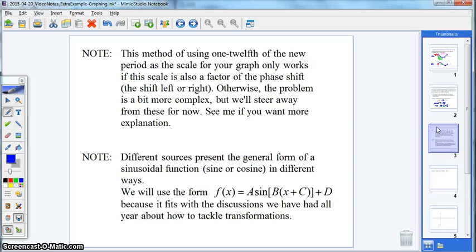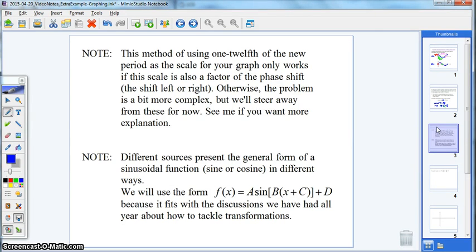I would like to point out that this method I'm showing you about creating that scale only works if the scale is also a factor of the phase shift. Phase shift is a fancy word for the shift left to right. If that scale is not a factor of the phase shift, the problem's more complicated, but we're not looking at those right now.